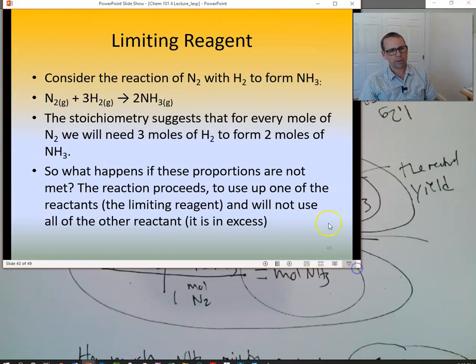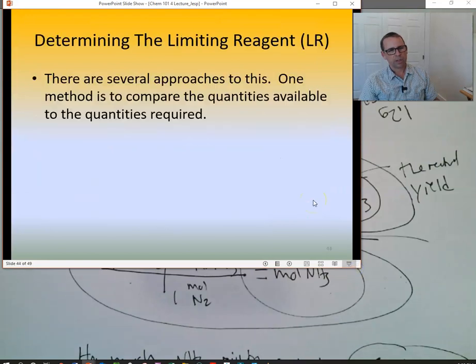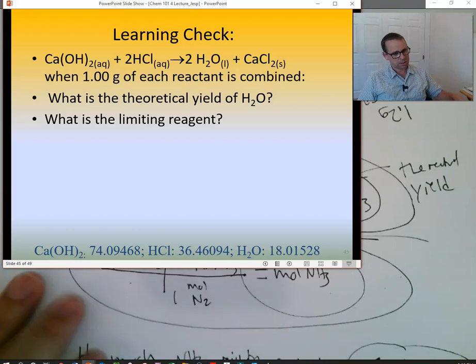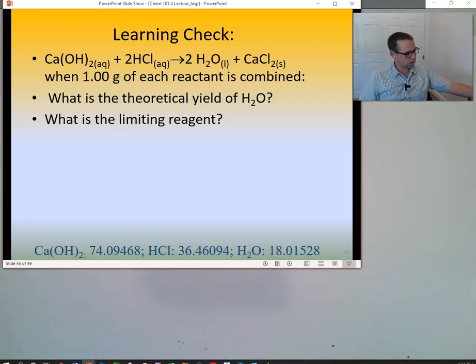Okay, very good. So let's look at this one and see if we can determine what our limiting reagent is and what our theoretical yield is. And for this, they're asking the limiting reagent and theoretical yield for water.